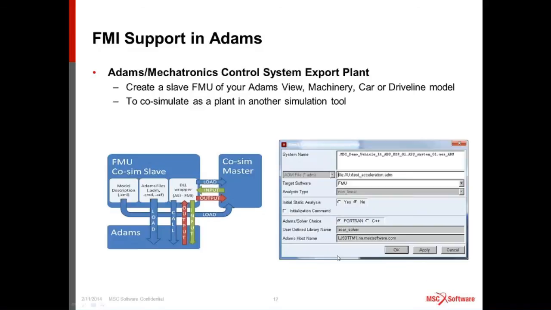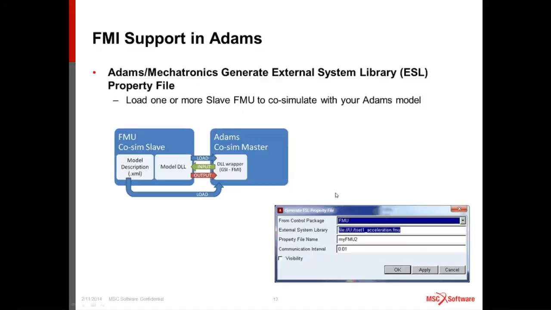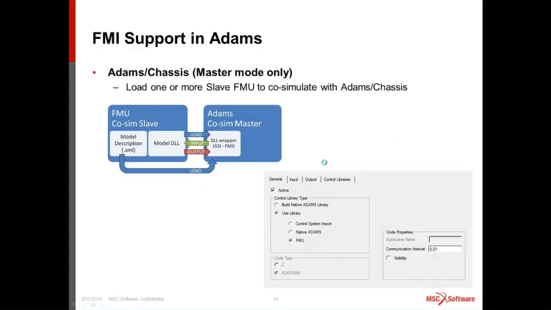There are other vertical products from Adams where the FMI function is also supported. Here is an example for Mechatronics, which is built upon Controls and provides you better signal handling of the control system. It shows you how to generate an FMU from Mechatronics. And here is how you bring in another FMU in Mechatronics. It's the same as the current Mechatronics interface. And Adams Chassis also supports FMI, and you can bring in an FMU from other software into Chassis and perform co-simulation.